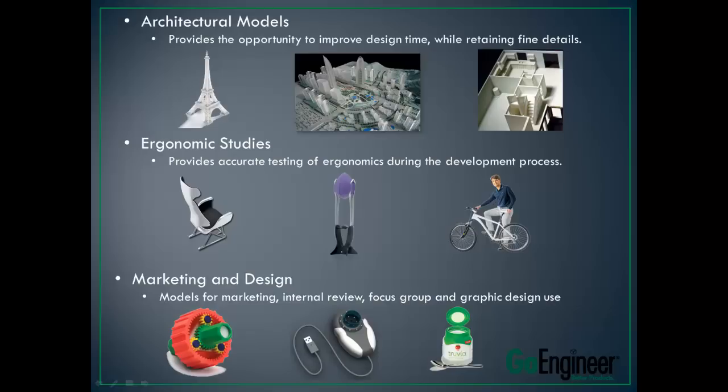So this will save a lot of time, especially with the PolyJet technology. You can do clear, you can do colored stuff. There's all kinds of things you can do with small, very thin walled details for architectural models.